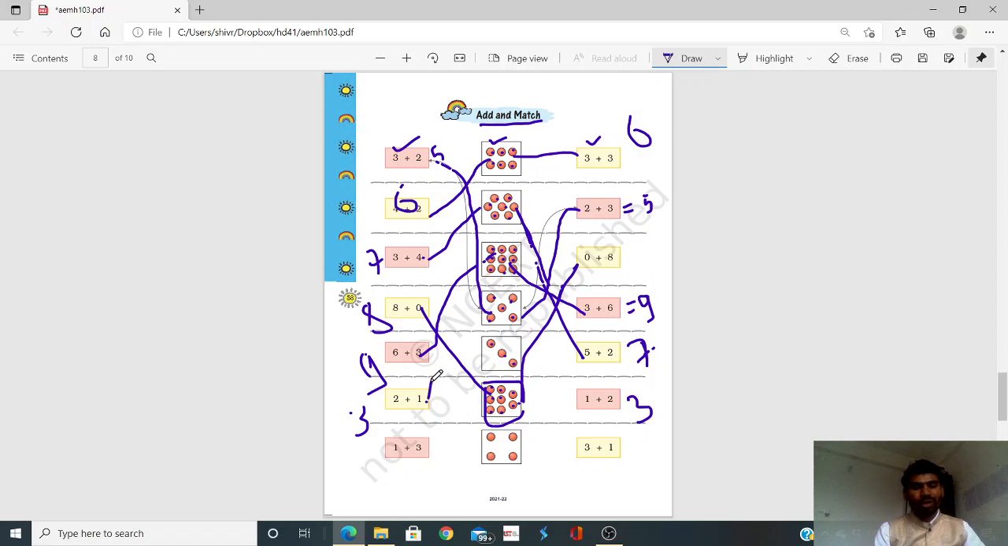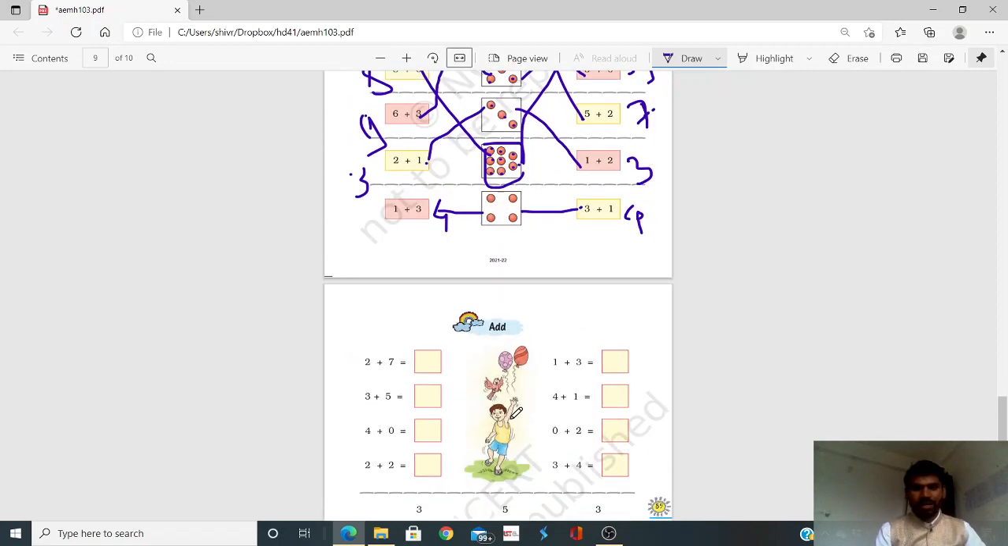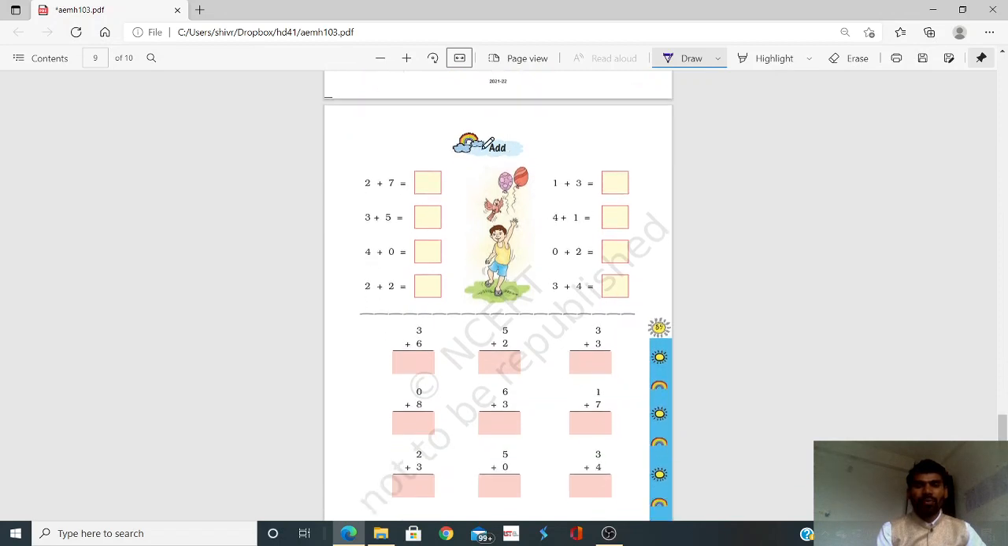Now we have to join these 3 boxes with each other, right? 1 plus 3 is equal to 4. 3 plus 1 is also equal to 4, and here you can see 4 circles. Then therefore we have to join these 3 boxes with each other. Now this is completed. Now we have to make addition of these numbers.